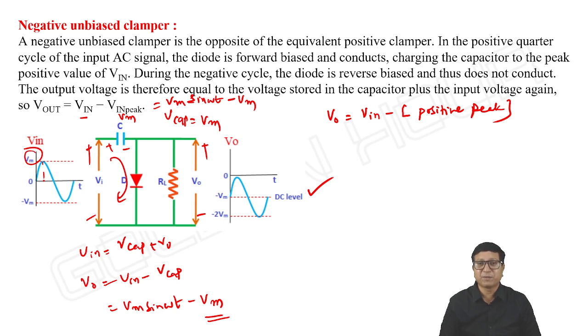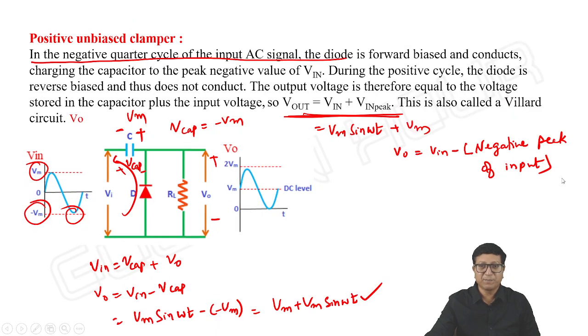In the negative clamper, V input minus V, right? Whether it's a positive clamper or negative clamper, V output is equal to V input minus V capacitor. Here in negative clamper, the capacitor will charge up to the positive peak, and in positive clamper, the capacitor will charge up to the negative peak. We'll see these things.